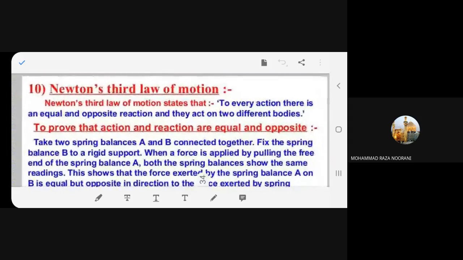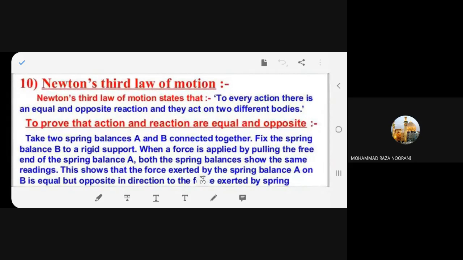Now, the first and second laws we have finished. Now we are going to work on Newton's third law of motion.